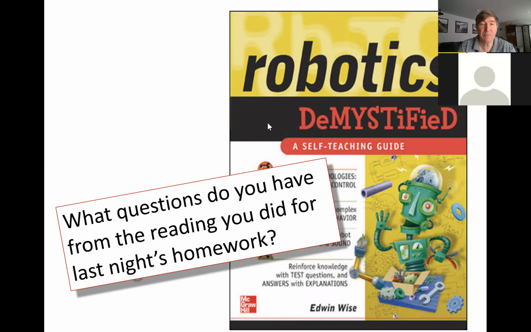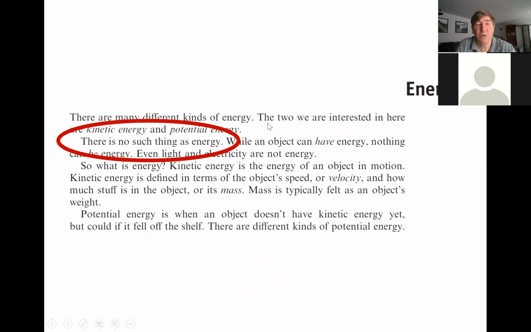So there was a place in the book where they said there is no such thing as energy. You guys hopefully remember reading that. Did anybody look at that and scratch their head and say, what in the world are they talking about? Wait, what do they mean when they say there's no such thing as energy? That's crazy. Anybody want to chime in? So when you read that, hopefully you said, well, that doesn't make sense. Anybody have any comments on that?